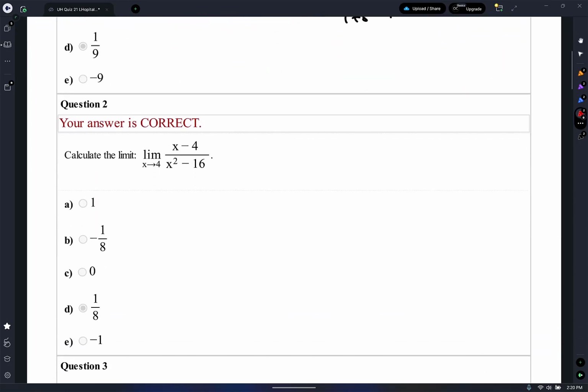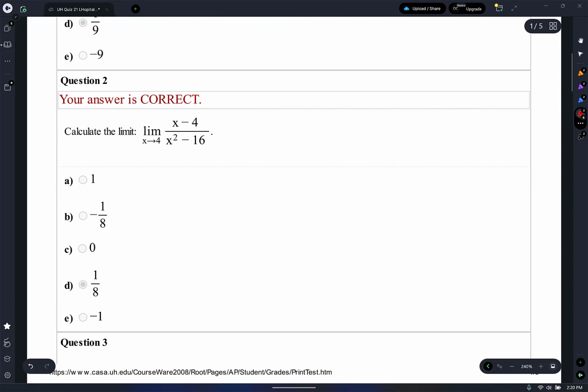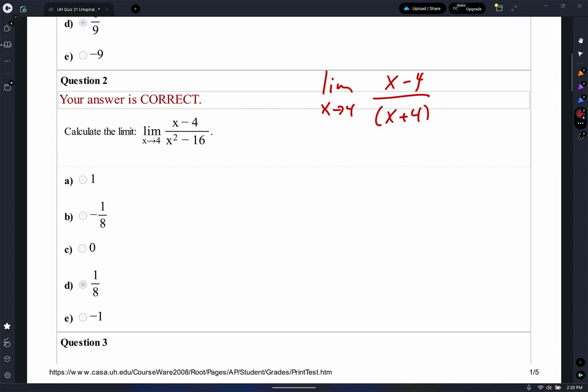All right, on this one, as you can see, sometimes they're simple and you don't need L'Hopital's rule. I would have never done L'Hopital's rule with this one. I would have just factored the denominator, since it's a difference of squares. If I use direct substitution, I get 0 over 0. So I go x minus 4 on top, and on the bottom x plus 4, x minus 4. The x minus 4 factor cancels out, and 4 plus 4 is 8. So the answer is 1/8. But of course they want me to do L'Hopital's for 0 over 0.